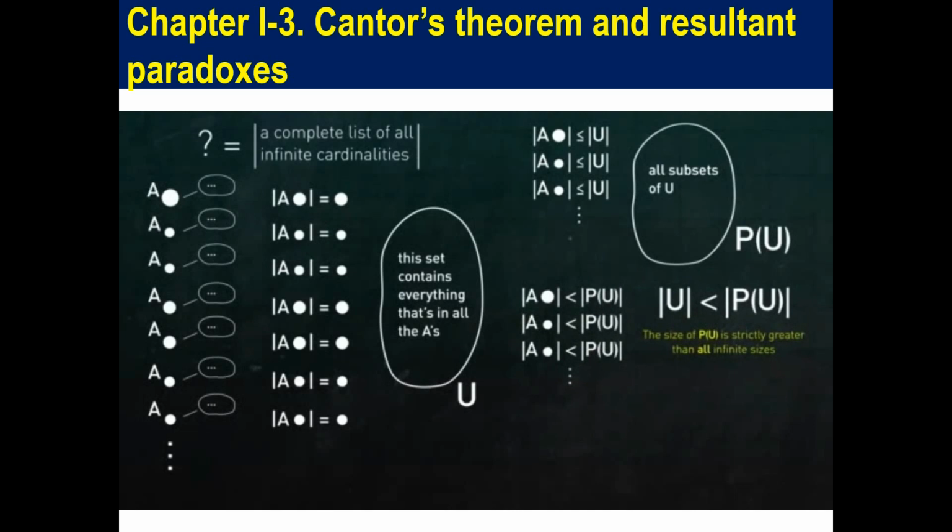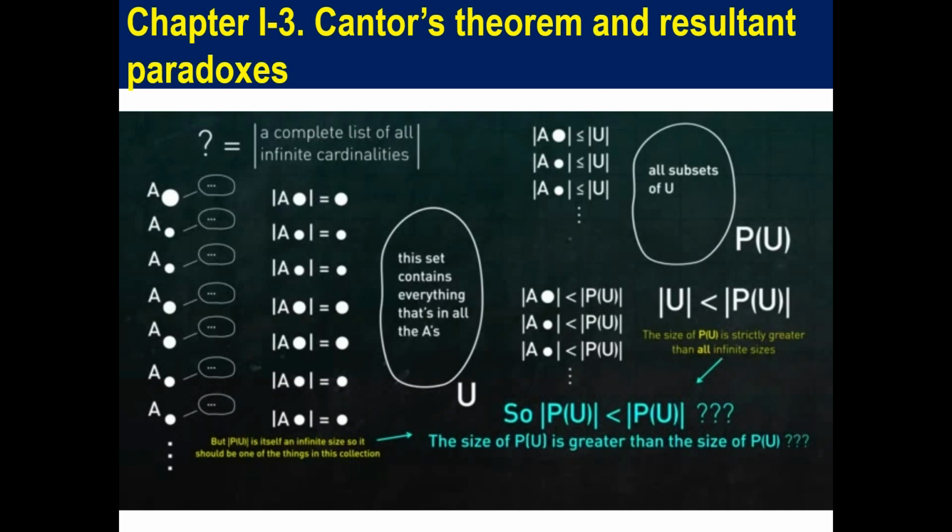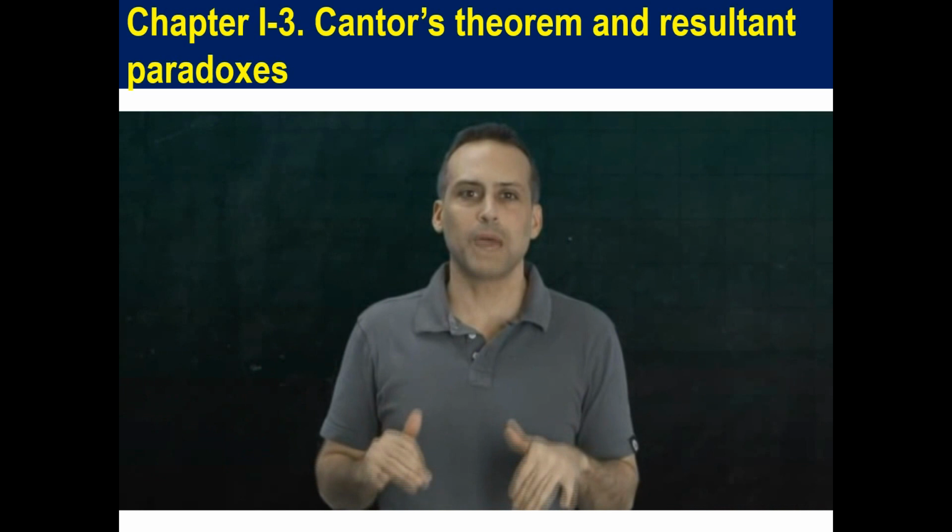But wait a minute. The sizes of all the A's that we unioned together was supposed to be the totality of all infinite sizes. And that means that the size of the power set of U, which is an infinite set, so that's some infinite size, was supposed to be one of the things in that totality. So we have a problem. The size of the totality of all infinite sizes is somehow greater than itself? That sounds highly problematic, reminiscent of something similar to Russell's paradox, but with a little bit of a different flavor.